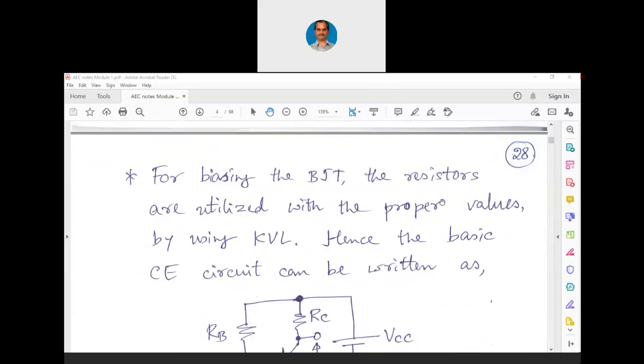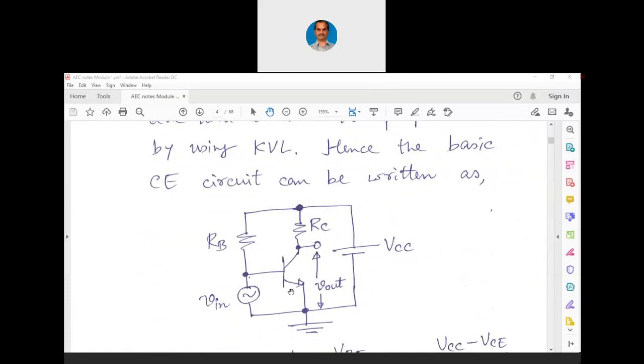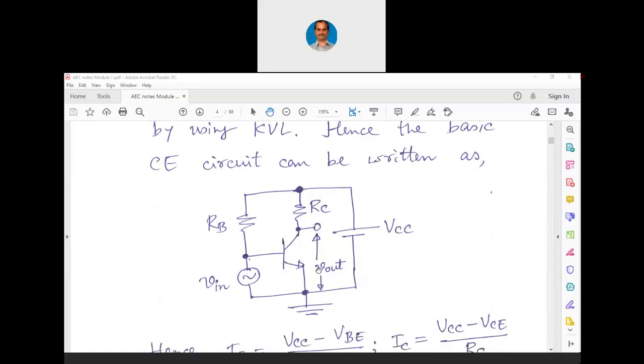So let me proceed now. Some notes here. For biasing the BJT, the resistors are utilized with proper values by using KVL. And the basic common emitter circuit can be written like this. In general, whatever circuit I told before, that does not exist. Whatever circuit I am showing now, this exists.